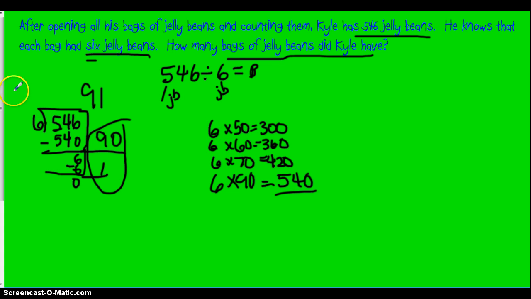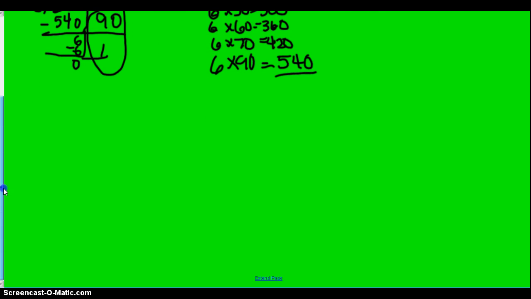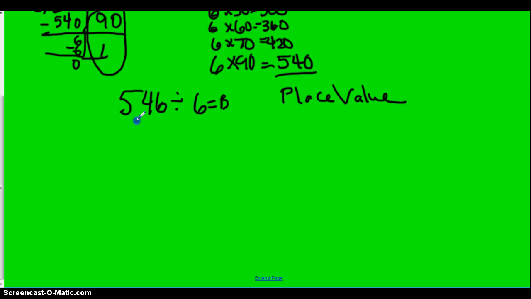All right, let's take a look at another method. We'll do the same exact problem. Okay, so 546 divided by 6 equals the number of bags. Let's work with the place value. If we do the place value, 546 is the same thing as 500 plus 40 and 6 more. Okay, so we're just going to divide each one of these out.